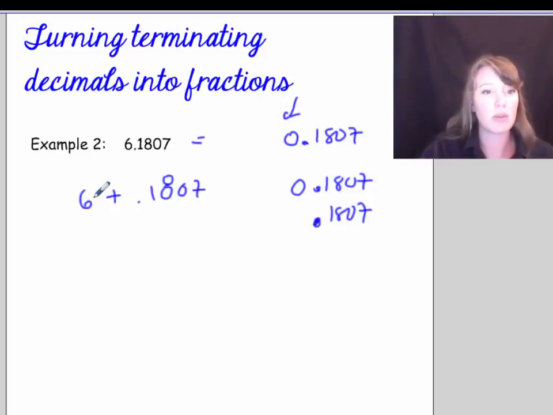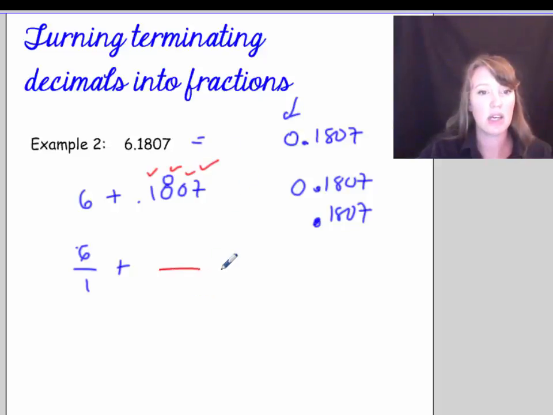Okay, all right, so this number is 6 plus 0.1807. All right, and so what I need to do is put 6 over 1 so that I can eventually add together. Now, again, I want to name this number by counting the place values. So we have tenths, hundredths, thousandths, and then ten-thousandths. So again, 10,000 is going to be in my denominator, and I'll have 1,807 in my numerator.